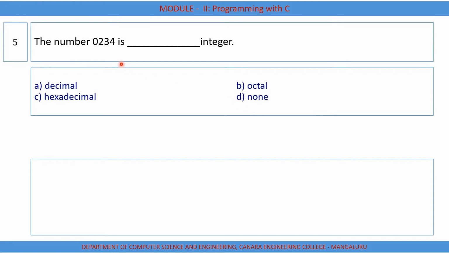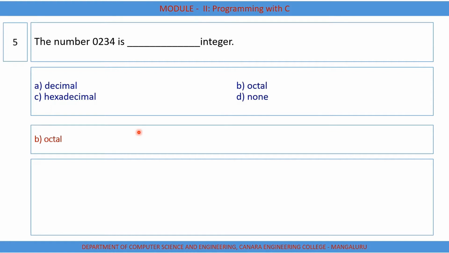Next, the number 0234 is which type of integer? The options are A decimal, B octal, C hexadecimal, D none. So the correct answer is B, octal.